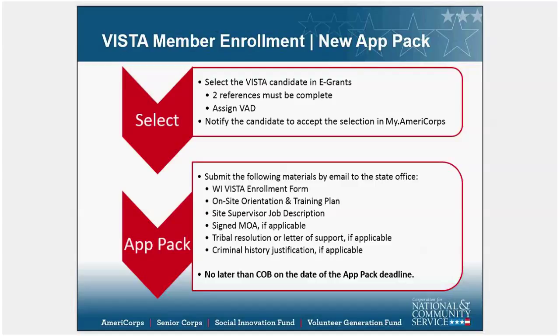If you have a tribal project, we do ask that it comes with a tribal resolution or a letter of support from the council. And then if that VISTA member does self-disclose criminal history background on their application, you can see that when you're looking at the application in the criminal history tab, then we ask you to attach the criminal history justification form along with the app pack. And that is just going to give the explanation around why you want to select this member.